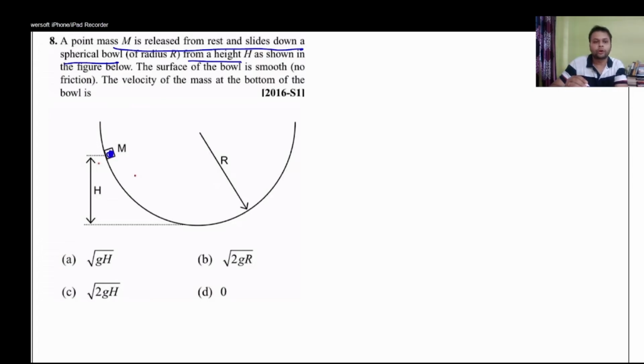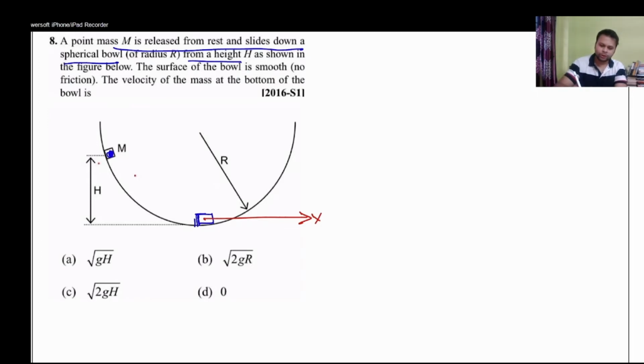The velocity of the mass when the mass reaches the bottom, right? Let me assume the velocity of the mass is v. So what kind of motion? I can assume this is a translation motion. This is simply a translation. This is not rotation, my dear. This is simply a translation on a curved path.